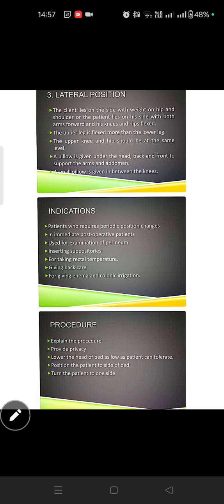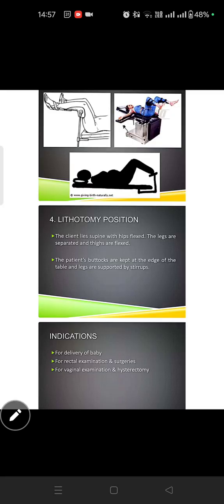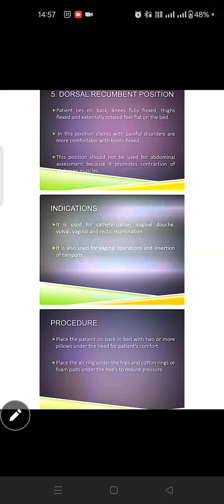So mainly we have pediatric position change, which can be done in the post-operative period. Then for perineum examination, inserting suppositories, taking rectal temperature, and back care, we can use this position. And then lithotomy. The lithotomy position we always use for a Pap smear examination or delivery. We can also do vaginal inspection in the lithotomy position.